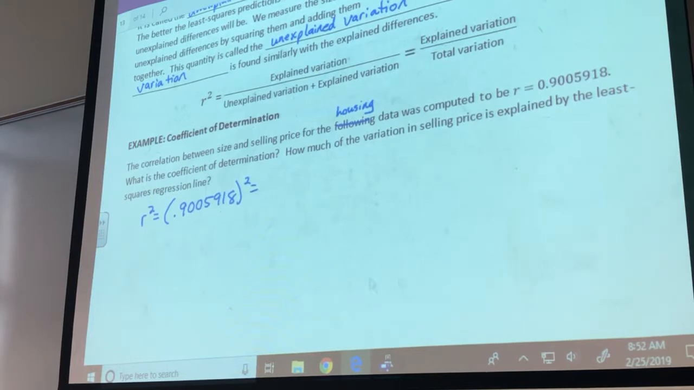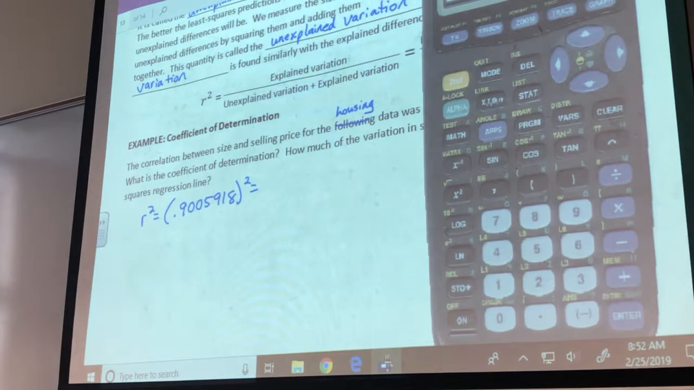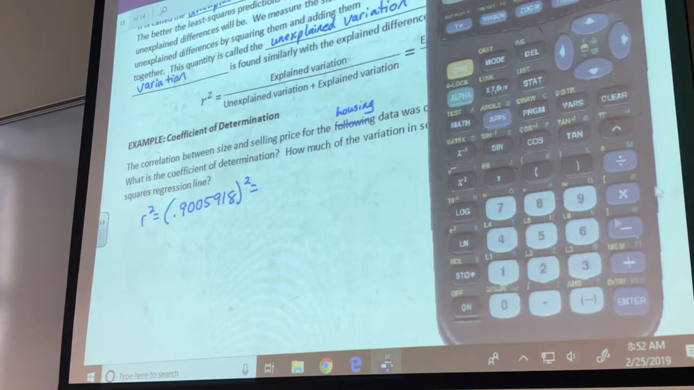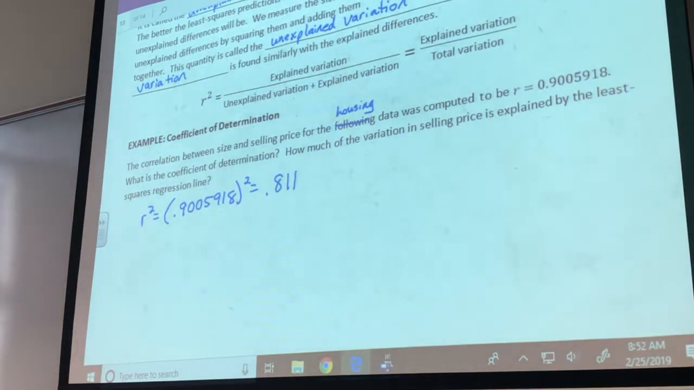But you won't have to do this one usually, unless they write it like this where they tell you what the r is. Then you might have to square it, but usually, if you can find r, you'd just be putting it in your calculator anyway, so you can get the r squared without this extra step. So here we get 0.811. Usually they round it to 3 decimal places for this one.